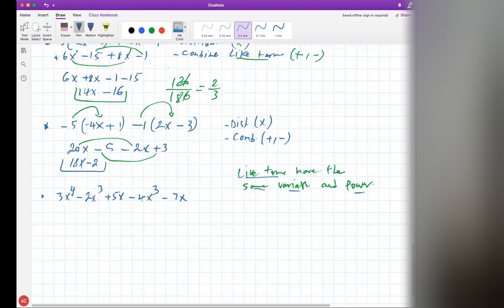So you go to the first term, you look at the variable and the power and see if you can find anything with the same thing. There's none, so that stays the same. So just write it down, bring it down. Then you go to the next term. Each term again has a number, a variable and a power.